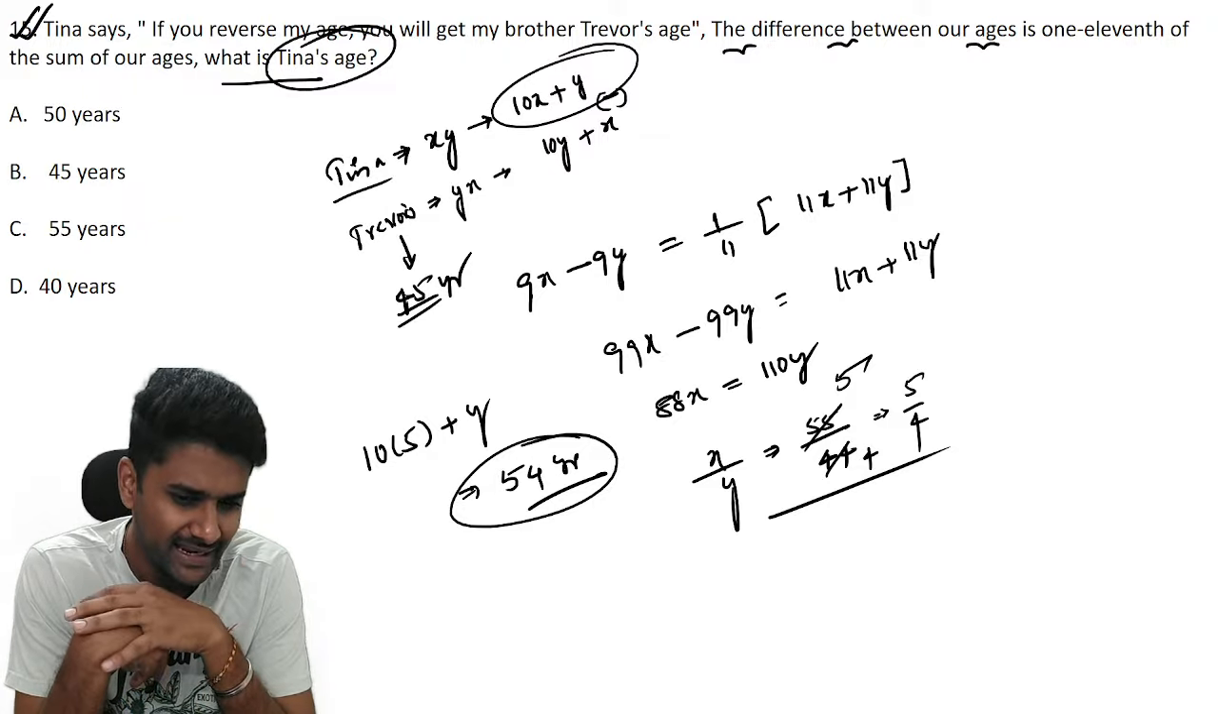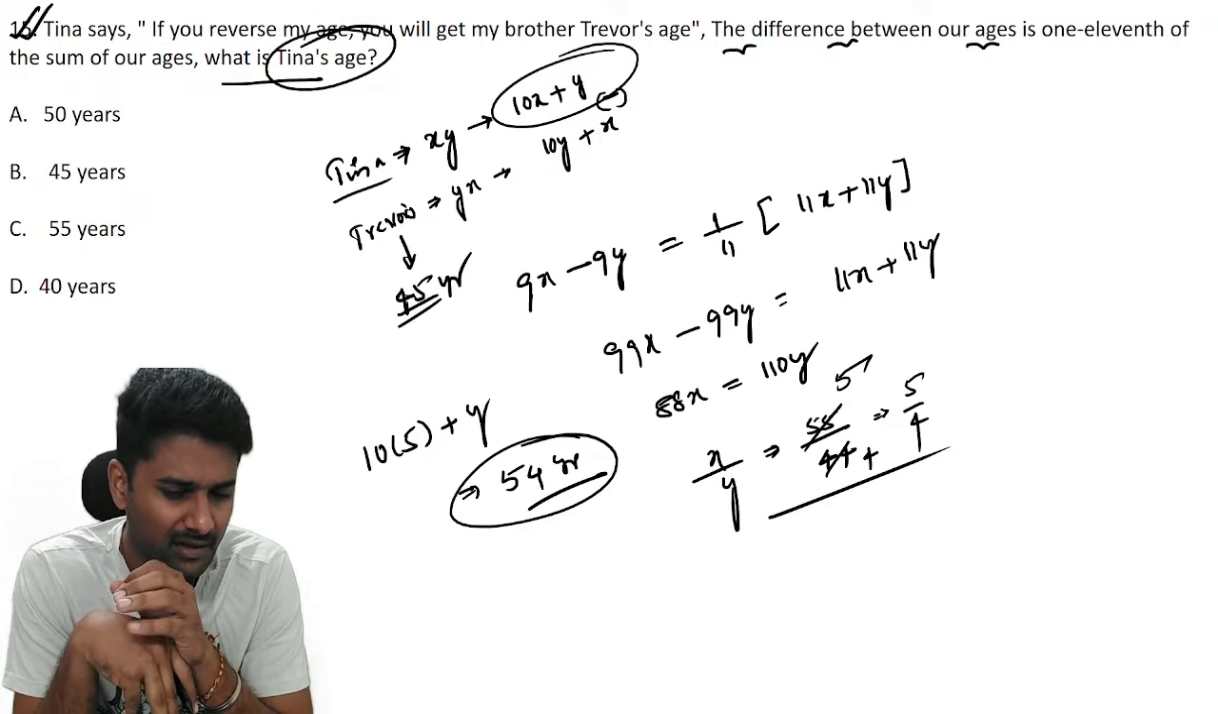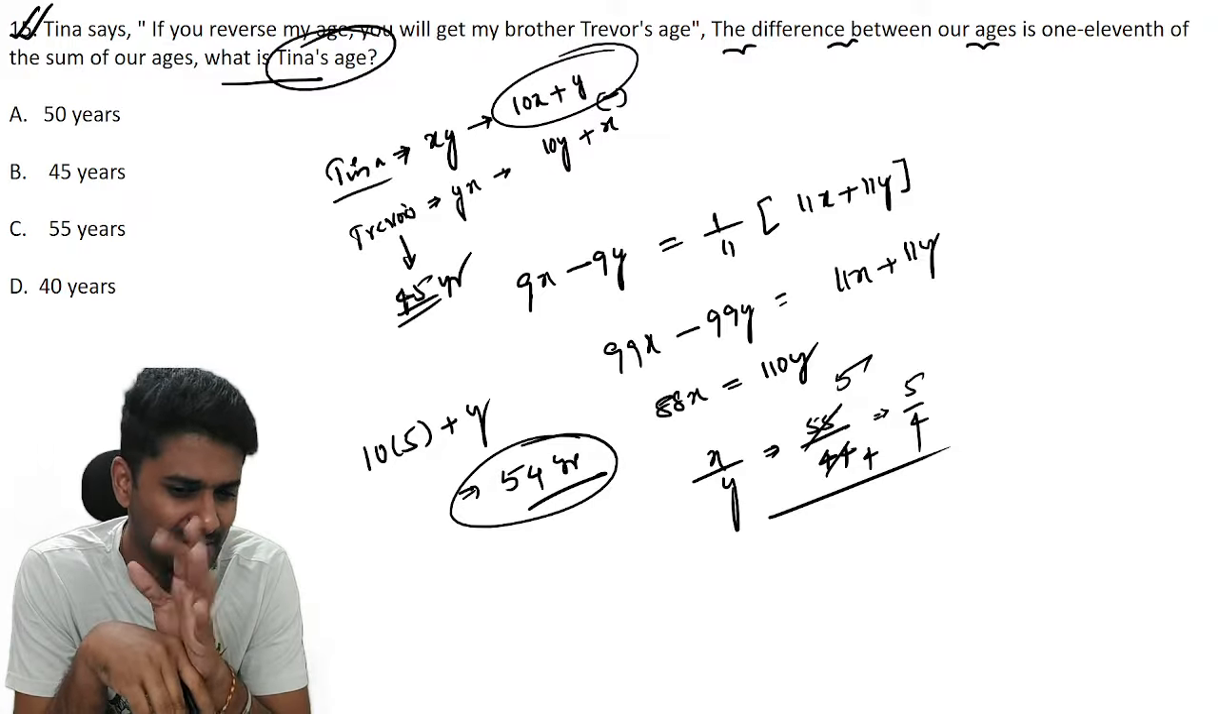So convert any digits into the number. Every digit should multiply with the place value.